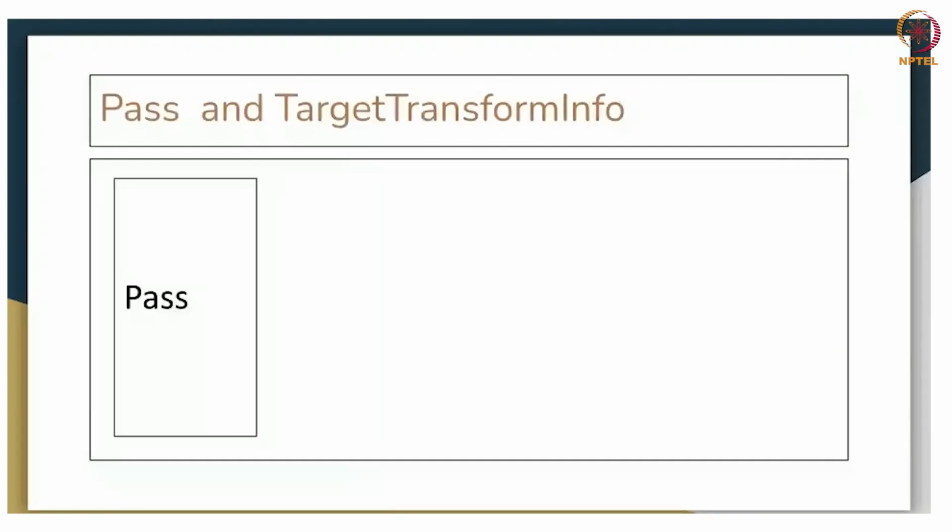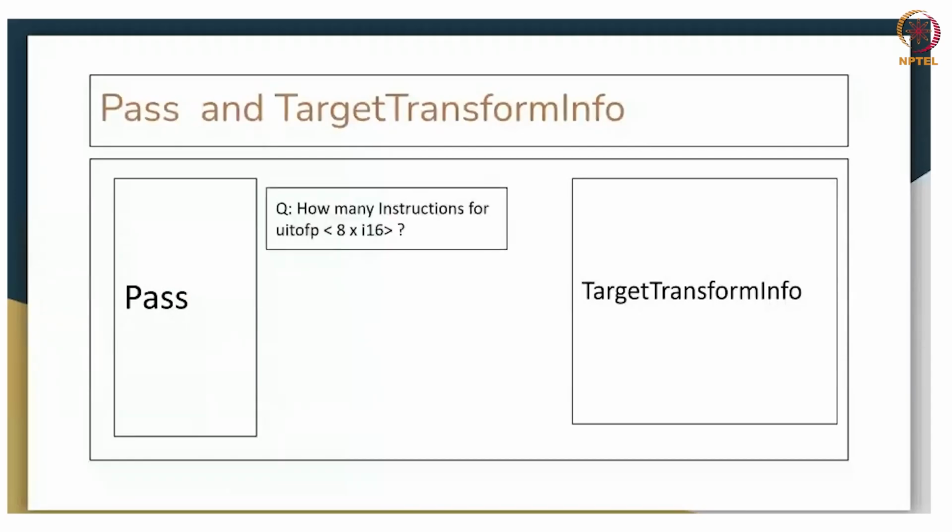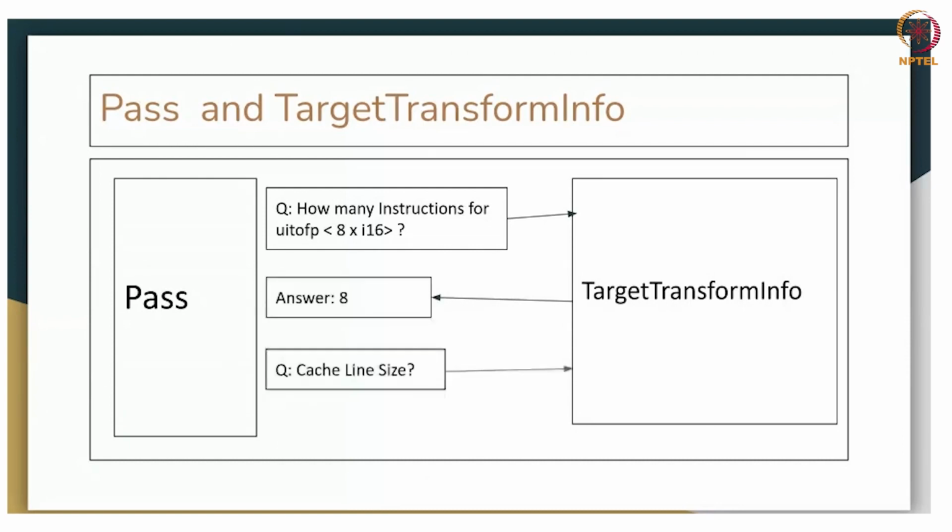Pass and target transform info is like the TargetTransformInfo class here. A pass can query how many machine instructions this target needs for a given LLVM IR instruction. This can be a query to the TargetTransformInfo class for a given target. The answer could be like 8. What is the cache line size? The answer could be like 64.